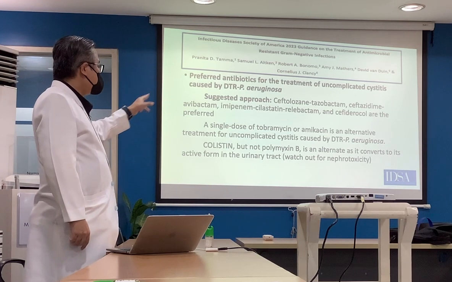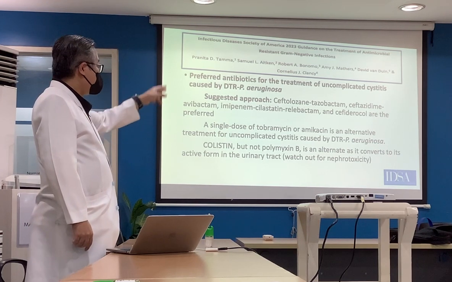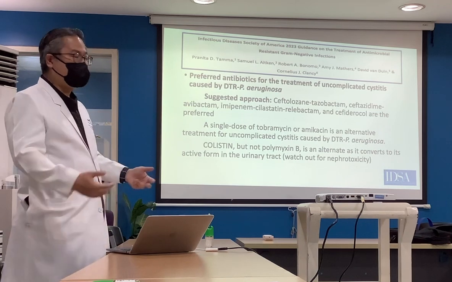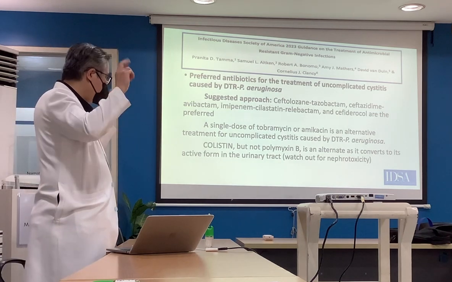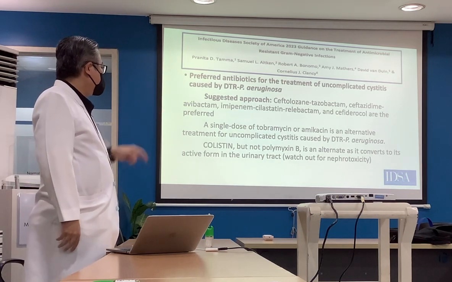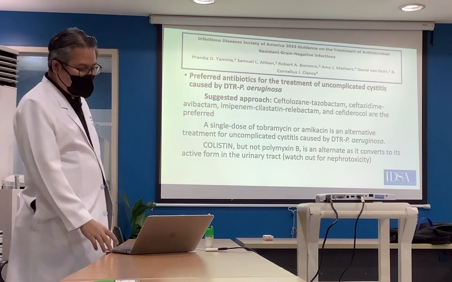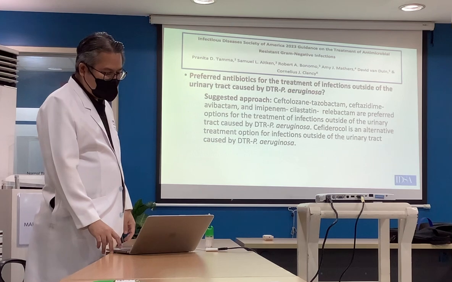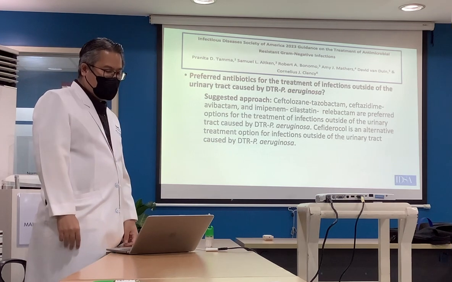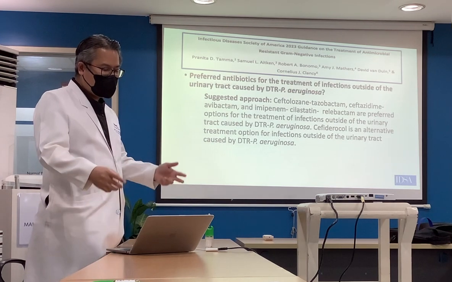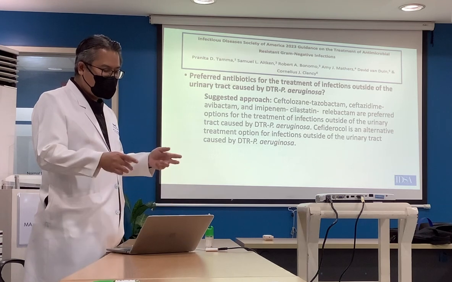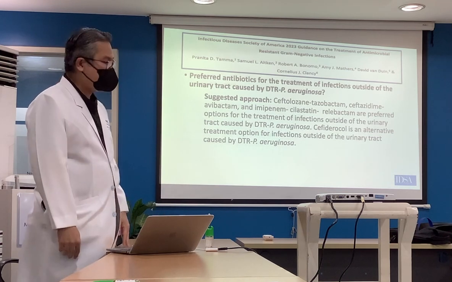Colistin is the alternate, no? For, again, urinary tract, uncomplicated cystitis, uncomplicated. Okay, as it converts to its active form in the urinary tract, again, watch out for nephrotoxicity. Okay, preferred for infections caused by Pseudomonas, difficult to treat outside the urinary tract.